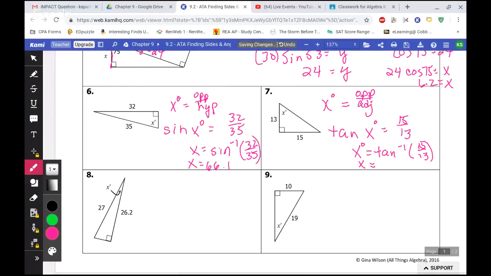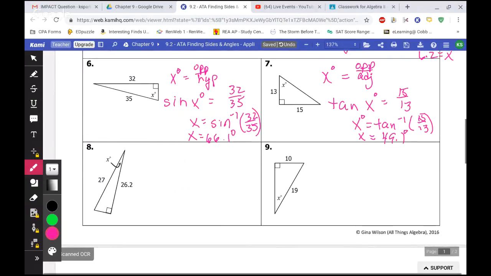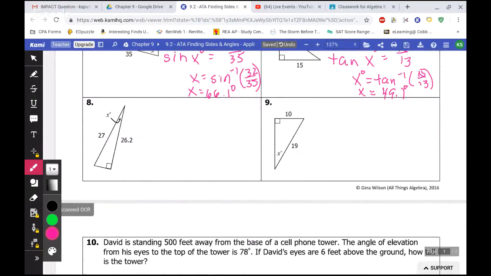Is it 49? 49.1. Good job. Degrees. I haven't put my little degree symbol there. Make sure you put your degree symbol. All right. On number 8, we have the adjacent side with the hypotenuse. So which trig ratio is that?